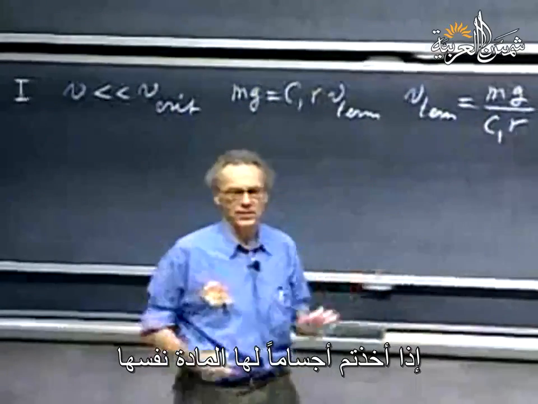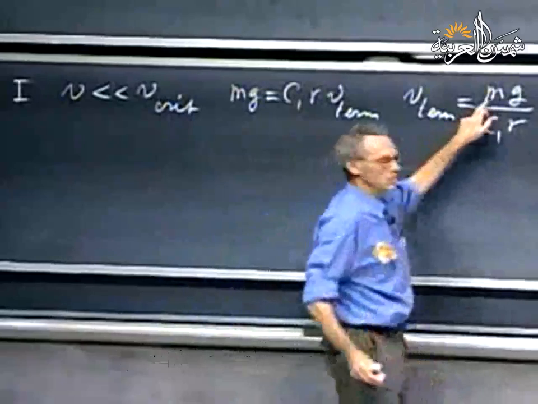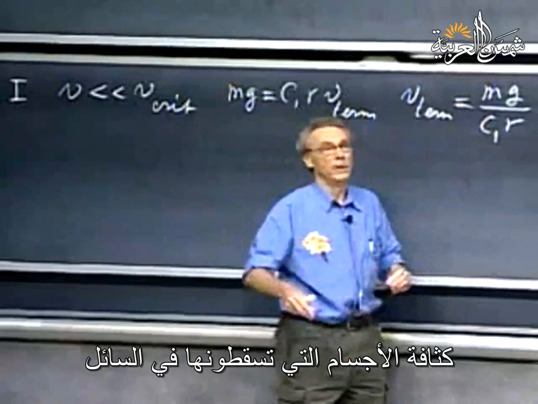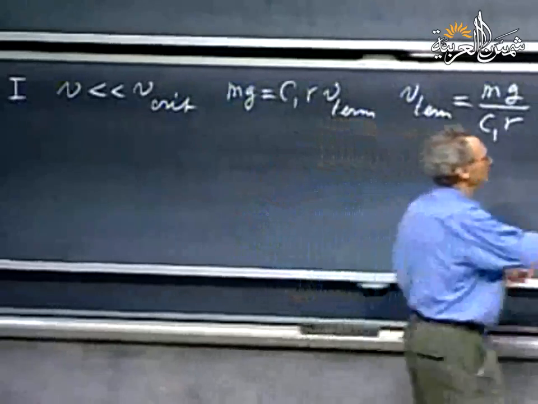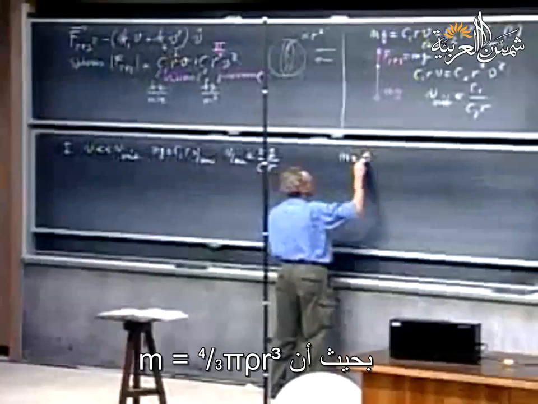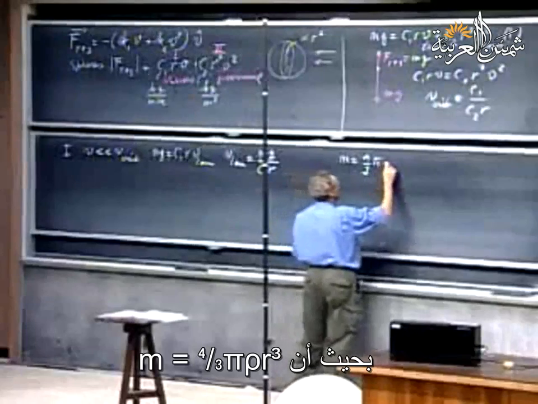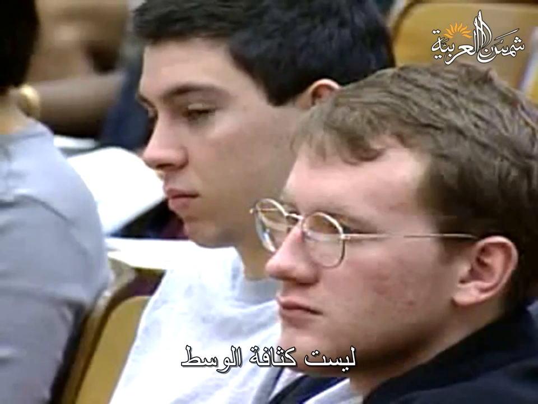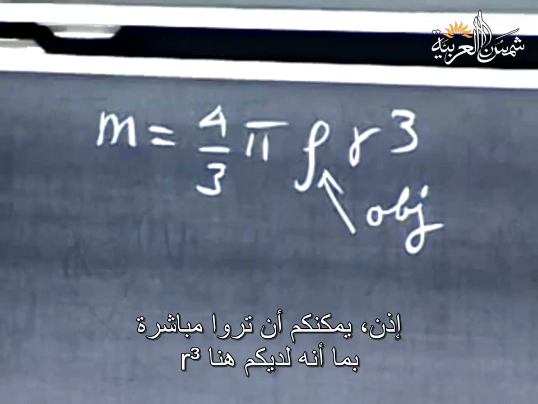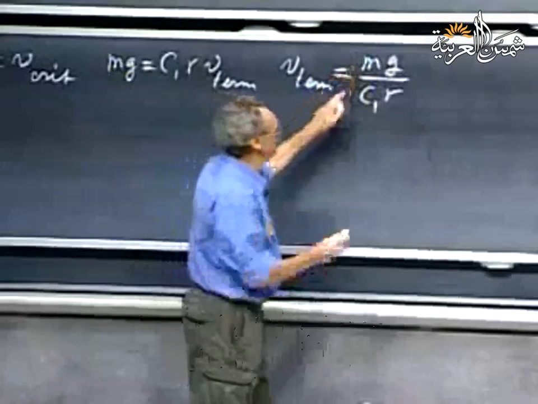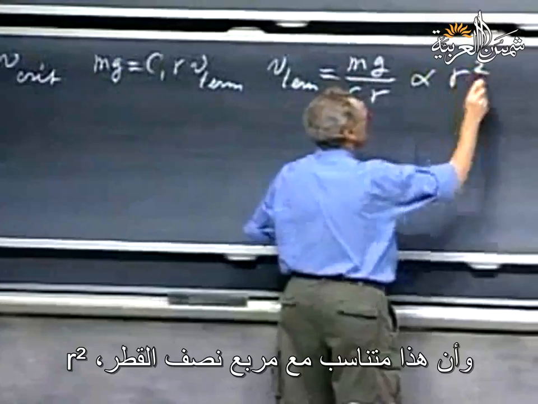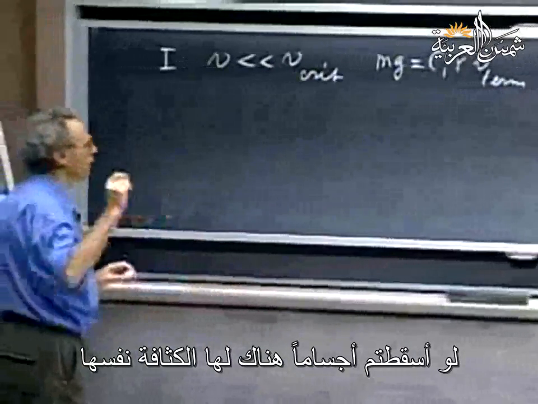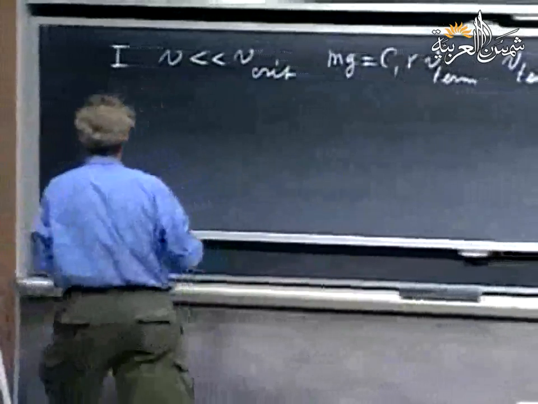If you take objects of the same material, that means they have the same density, the density of the objects that you drop in the liquid or that you drop in the gas, so that m equals 4/3 pi rho r cubed. This is now the rho, the density of the object. It's not the density of the medium. Then you can immediately see, since you get an r cubed here, that this is proportional to the square of the radius if you drop objects in there with the same density.